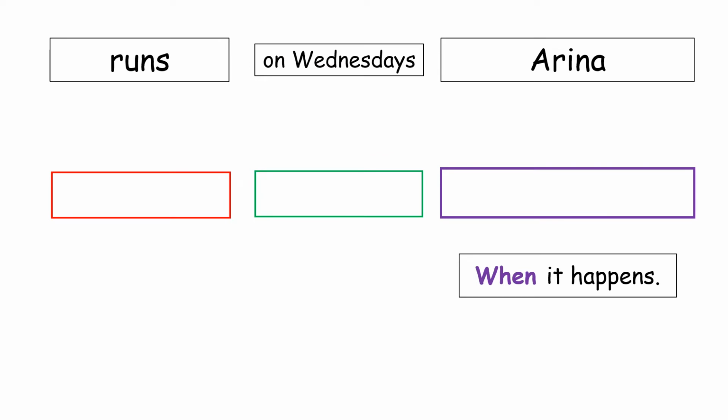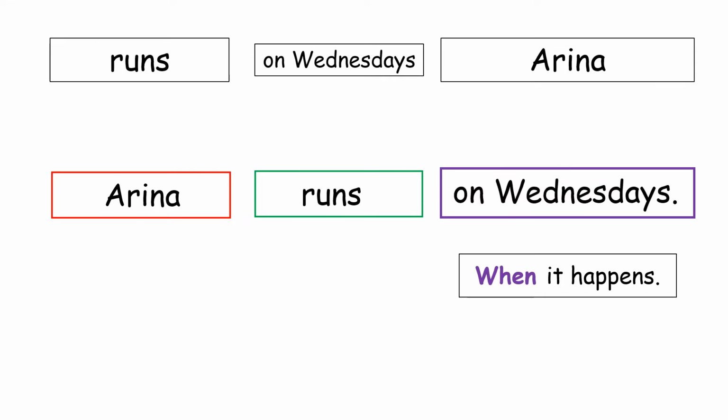Try this on your own. The keywords are runs, on Wednesdays, arena. What is the subject? Arena is the subject. What is the verb? Runs. And when did it happen? On Wednesdays. So arena runs on Wednesdays.